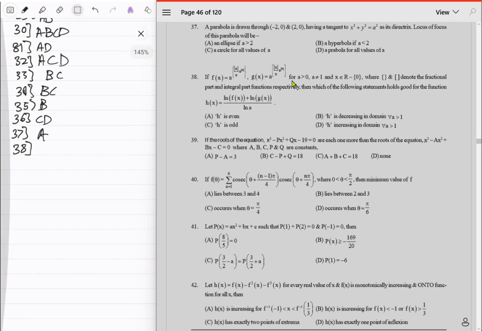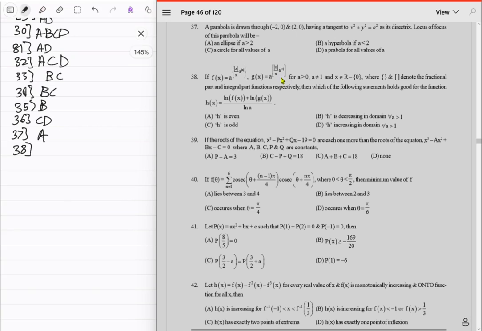Next question. 38 is: if this and this, fractional part negative. Then which of the following statements hold good for the function h equal to natural log of x plus natural log... So a power this thing, okay, is there a mod?